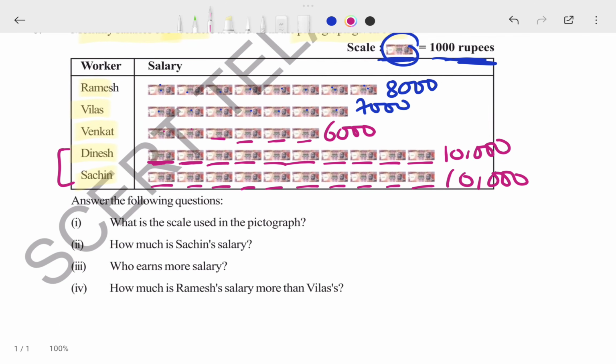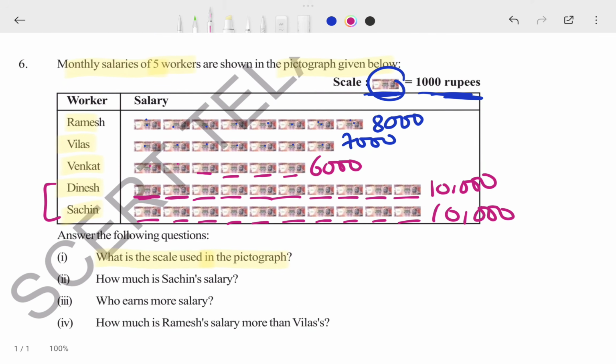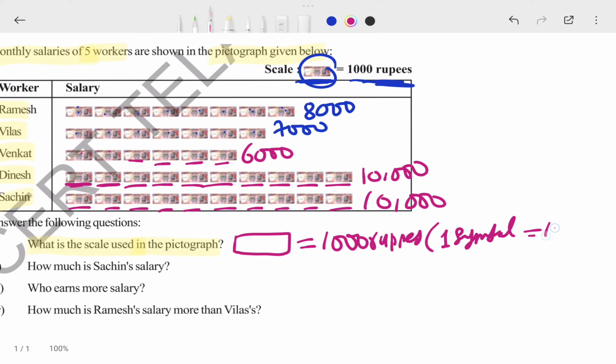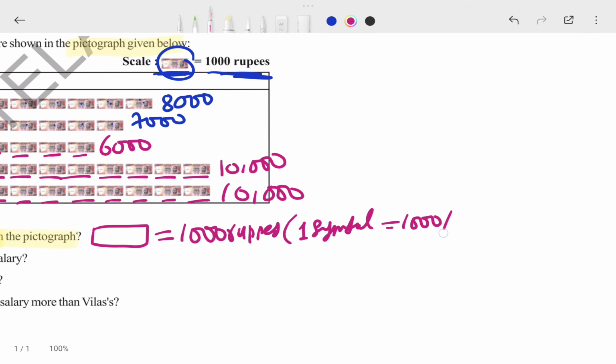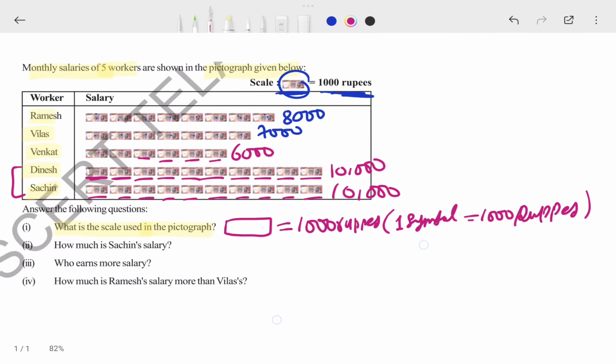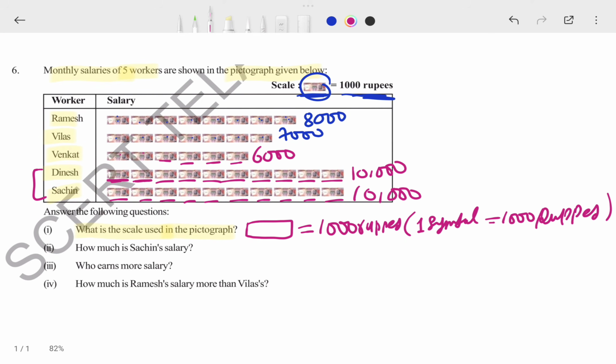Now the question is telling us to write the scale used in this pictograph. What is the scale used in this pictograph? In this scale, one symbol of the note equals 1,000 rupees. It is telling us that one symbol equals 1,000 rupees. So this is what is written here.